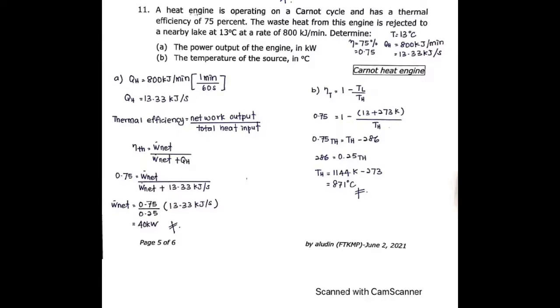Last but not least, the temperature of the source in degrees Celsius. The formula for thermal efficiency is 1 minus temperature low over temperature high. Then we substitute the thermal efficiency, which is 0.75, and the value of temperature low, which is 286 Kelvin. Then the final answer is 871 degrees Celsius.